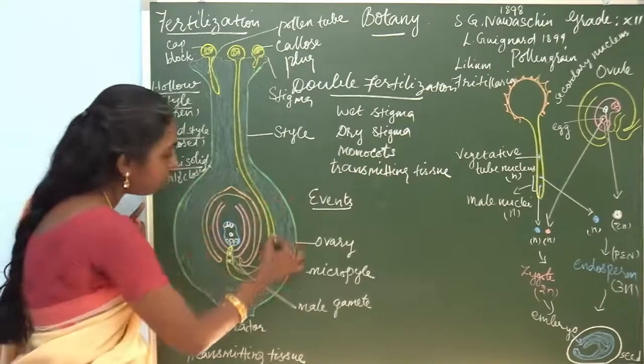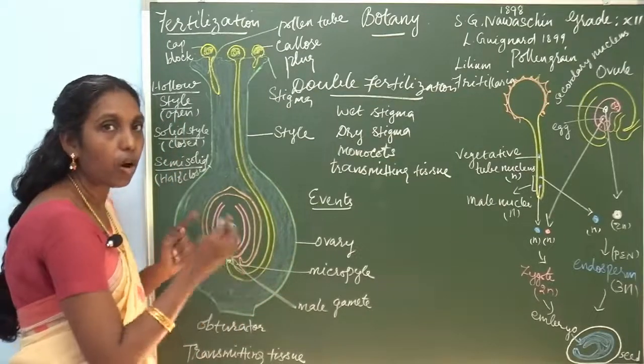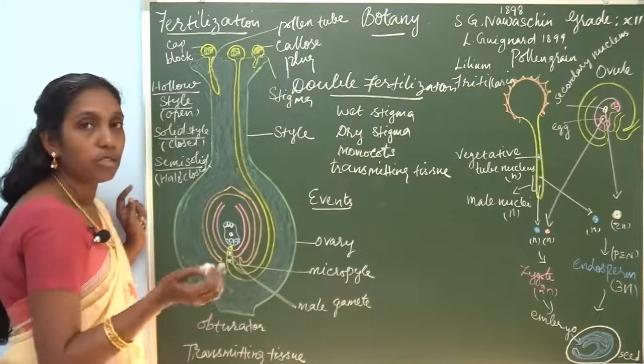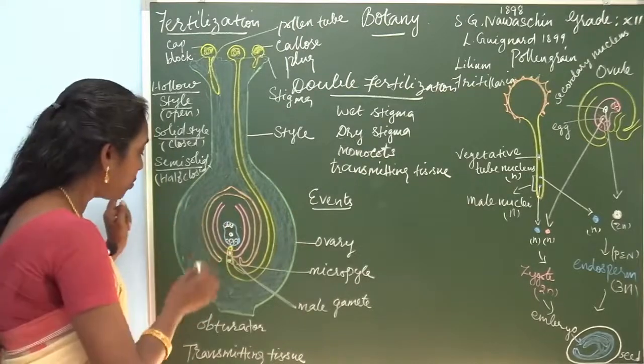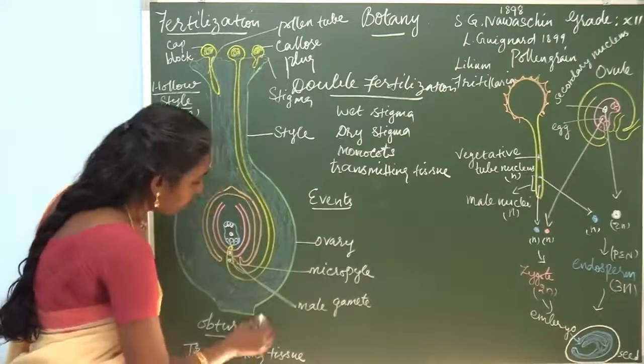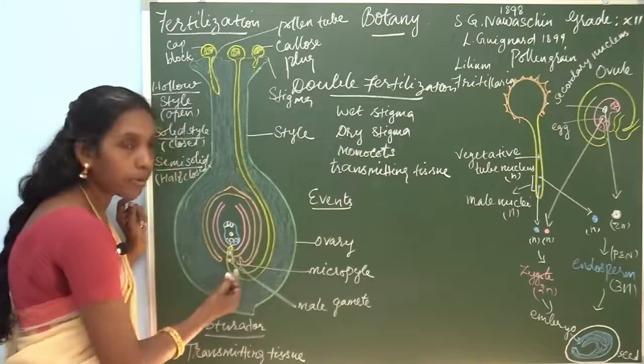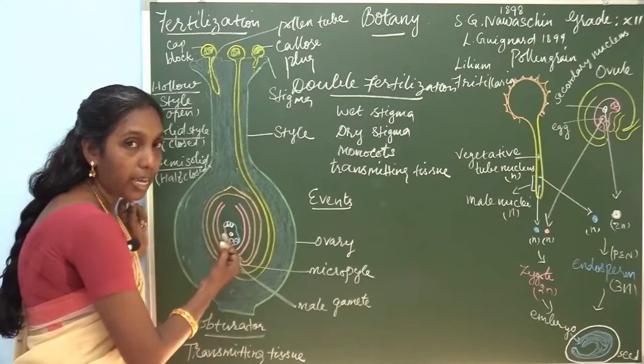Now, the entry of the pollen tube is directed or guided towards the micropylar region through a structure called the obturator. So, with the help of this obturator, the pollen tube is led towards the micropylar end.